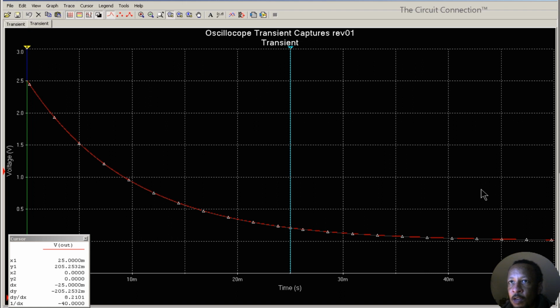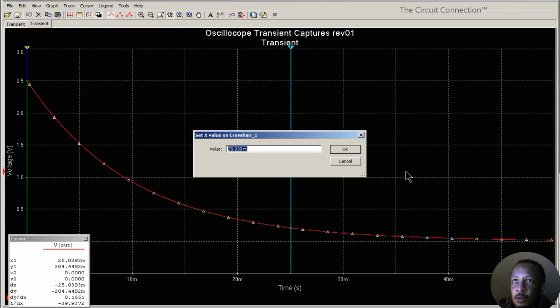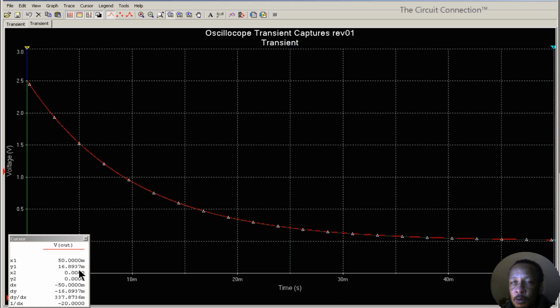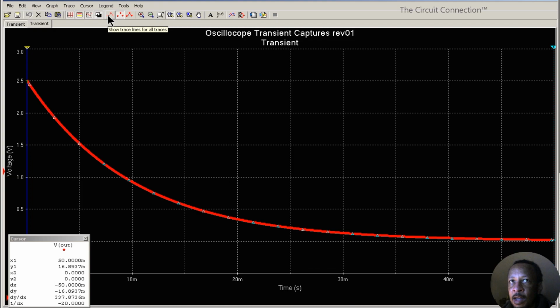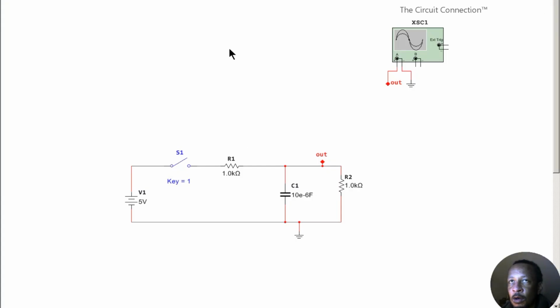So as you can see, it's still not settled yet. The cursor is still at 25 milliseconds, and it's still not settled yet because you have 205 millivolts there. But how about if you tell this to go all the way to the end, which is your 50 milliseconds. And what do we have here? Now we have 16 millivolts. So that's really getting really small there. So that's basically it. That's your 5 time constants, and that's how it generally works in transient analysis when you use it in its normal way on this simulator.